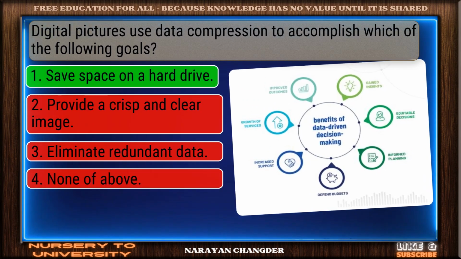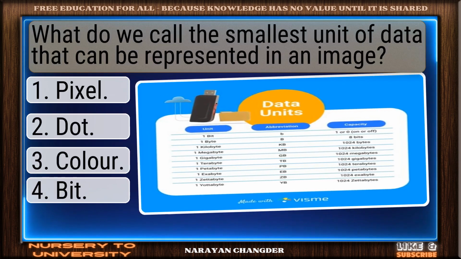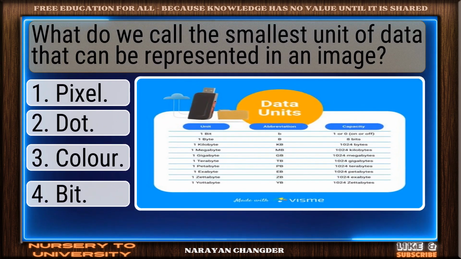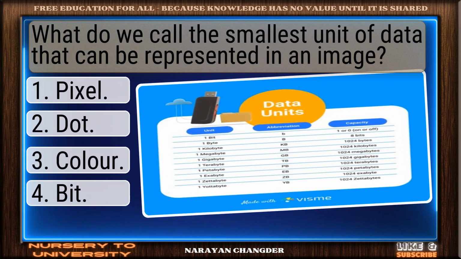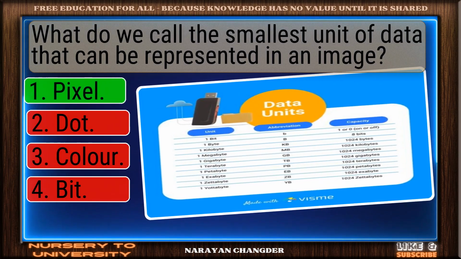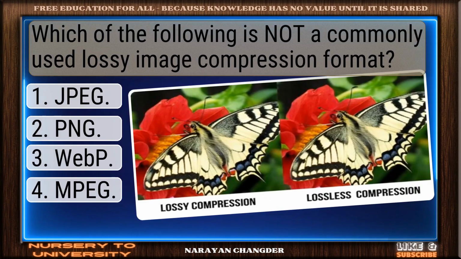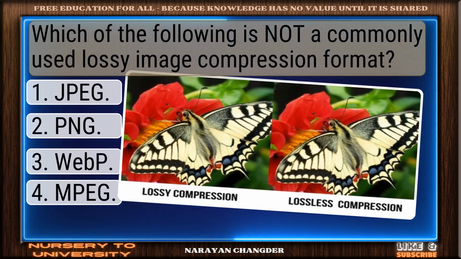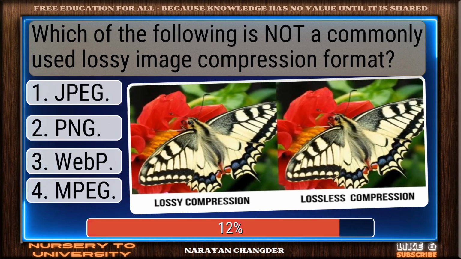You chose save space on a hard drive, and it is correct. Question number 31. What do we call the smallest unit of data that can be represented in an image? You got it. Your choice pixel is right. Question number 32. Which of the following is not a commonly used lossy image compression format?